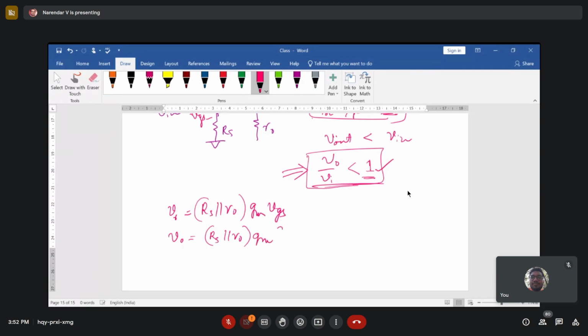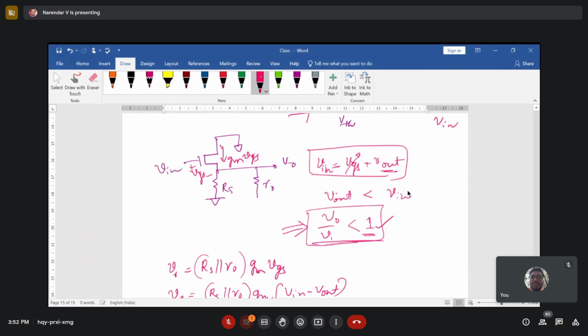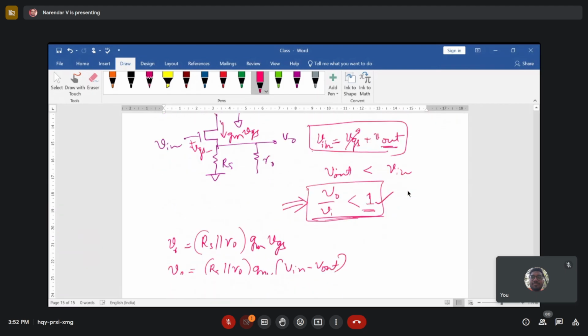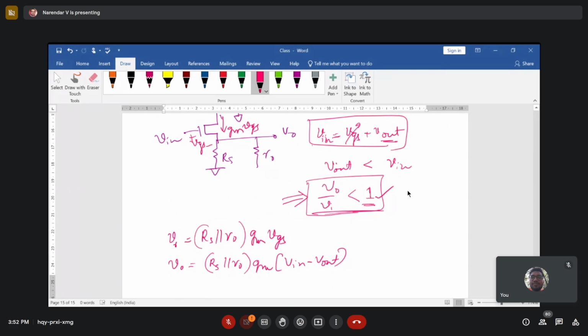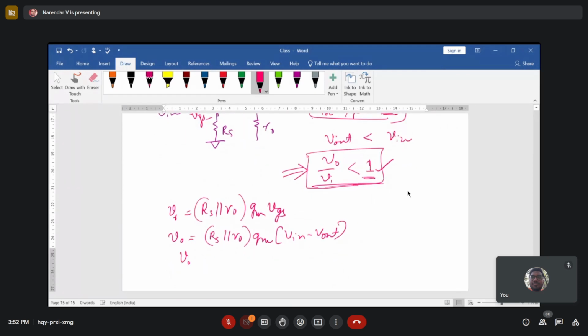What is VGS? VGS is V input minus V out. Just now we had seen that V input is equal to VGS plus V out. Now you write the VGS value, which is V input minus V out. So V out, and take the V out common, then you'll get 1 plus Gm times Rs parallel with R naught is equivalent to Gm times Rs parallel with R naught into V in. Now we can write the AV expression here.